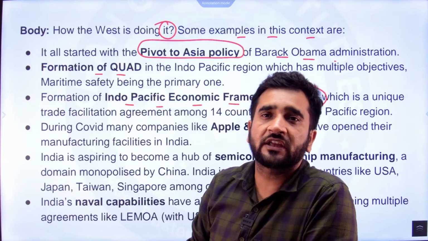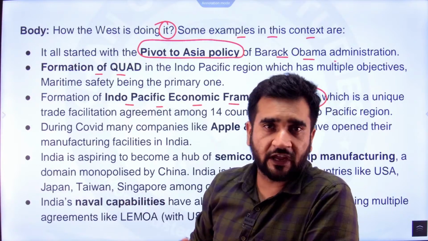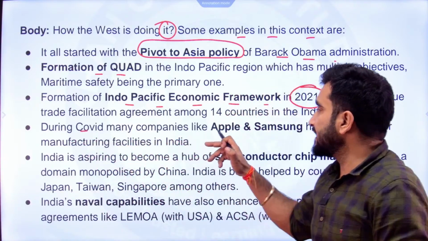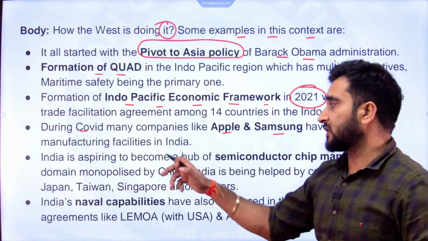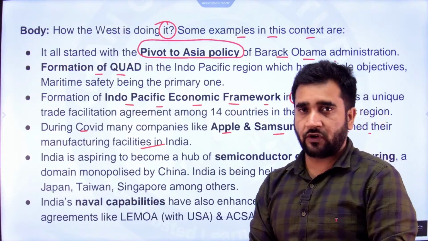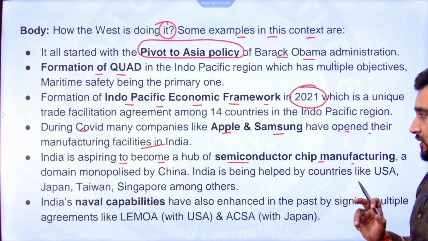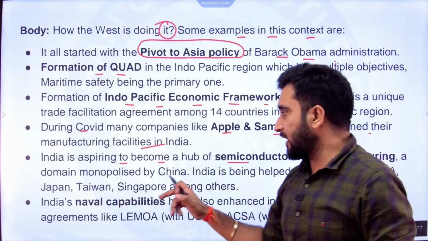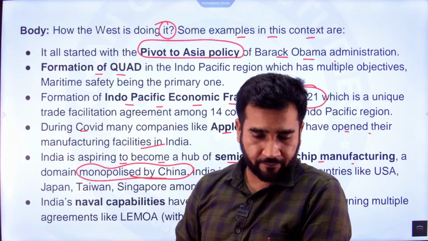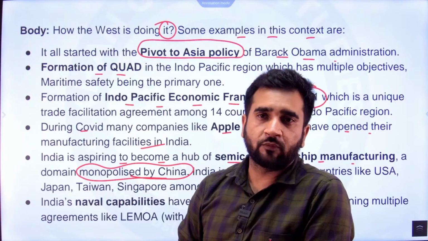Another example in this context, what the West is doing, finding alternatives and including India. India is part of IPEF. During COVID, many companies like Apple and Samsung opened their manufacturing facilities in India. This is another example in this context. India is aspiring to become a hub of semiconductor chip manufacturing. But this domain is monopolized by China as of now, and we want to reduce that monopoly of China. We means India also, and obviously the West also wants to reduce that monopoly of China.